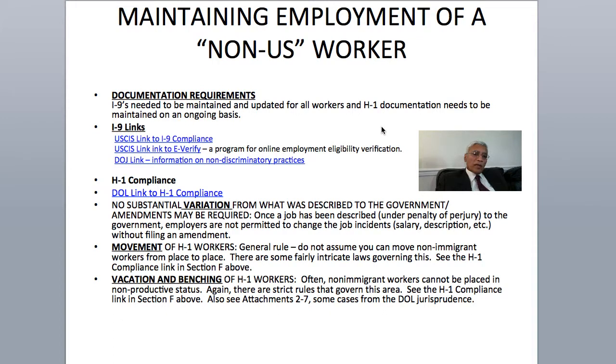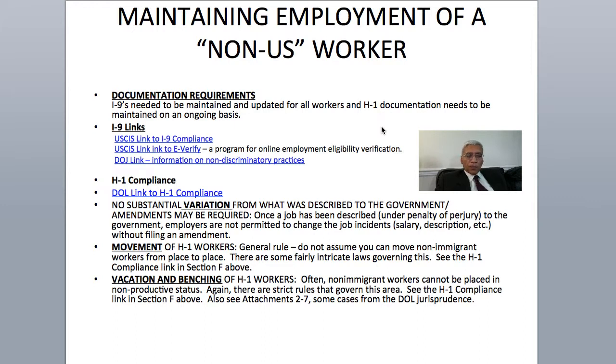Movement: if you move an employee from state A to state B, you will probably need some amendments in the paperwork. And the reason, think about it, is quite simple. When you filed an H-1 for Arkansas, for instance, the salary there for the same job is $45,000. You move the employee to San Jose, the salary there is probably $75,000 or $80,000. So now all of a sudden your obligation should have changed. It's a good way of looking at it and remembering why amendments are needed.